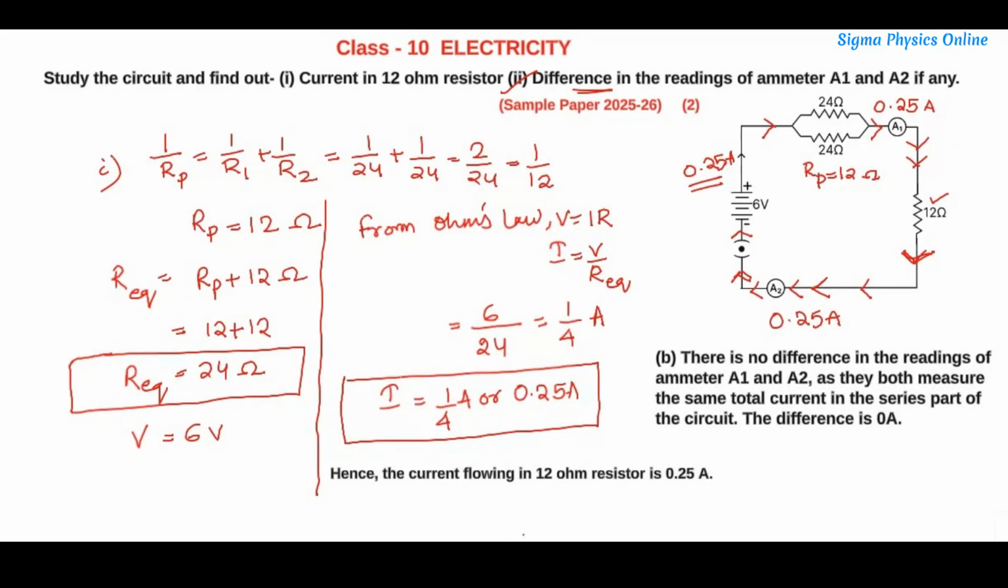Hence we can write there is no difference in the readings of the ammeter A1 and A2 as they measure the same total current in the series part of the circuit. The difference is 0 ampere. So this is the answer to this question.